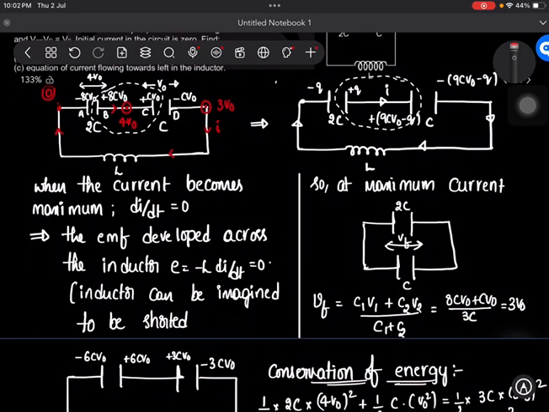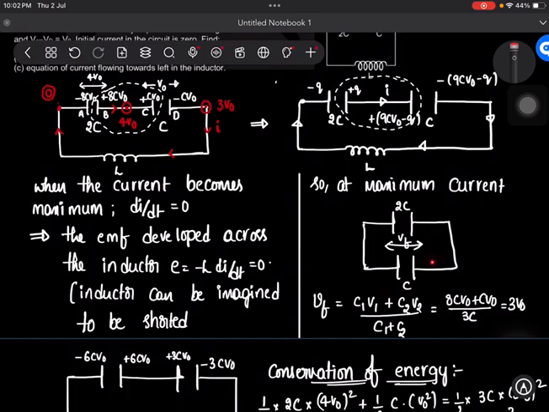Right. When the current becomes maximum, if I is maximum, then definitely dI by dt will be equal to 0. We know that if inductance is constant, the EMF developed across the inductor will be minus L into dI by dt. So when current becomes maximum, dI by dt is 0. So EMF across that will become 0. So you can just imagine that the inductor is short circuited. So here I have drawn that condition when the inductor is shorted.